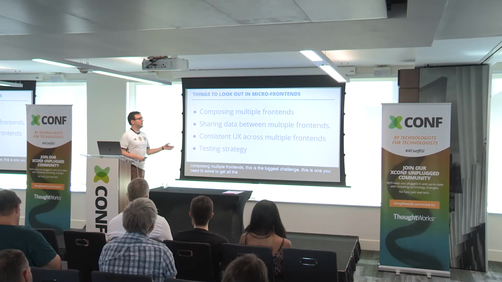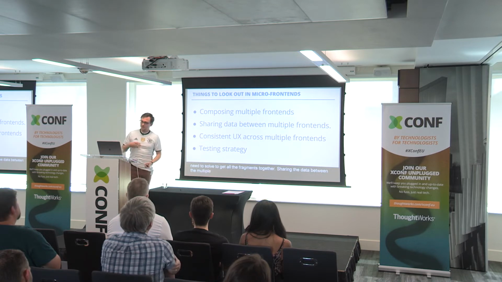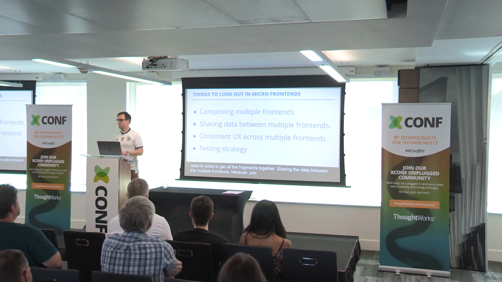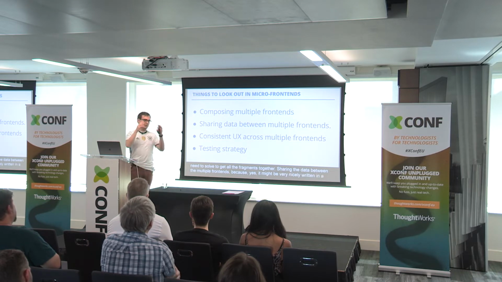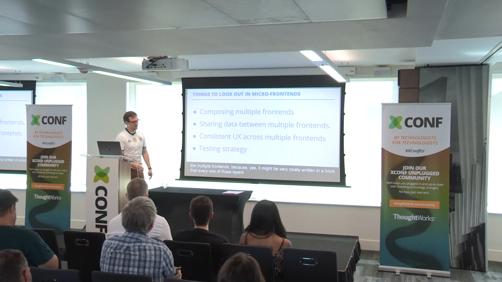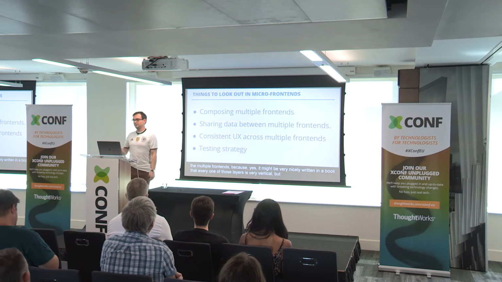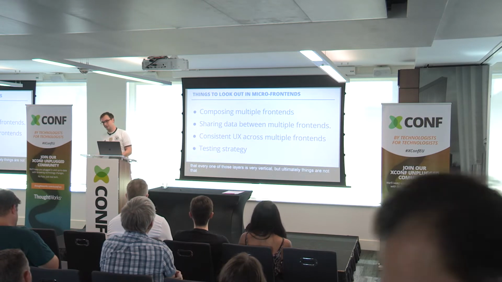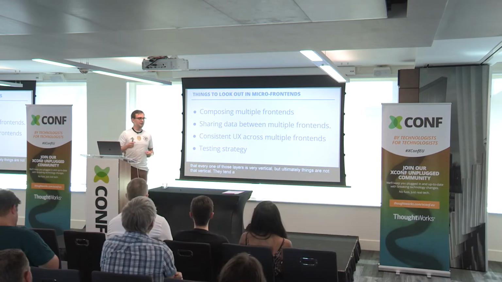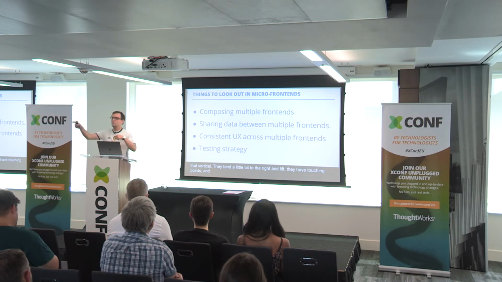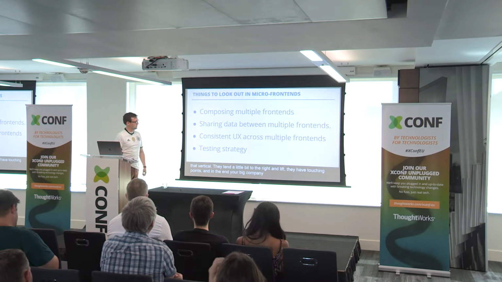The second is sharing the data between the multiple frontends. Because yes, it might be very nicely written in a book that every one of those layers is very vertical, but ultimately things are not that vertical. They tend a little bit to the right, they tend a little bit to the left, they have touching points, and in the end you're a big company and multiple endpoints are connected with each other.